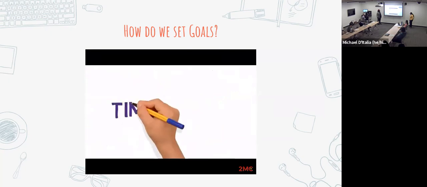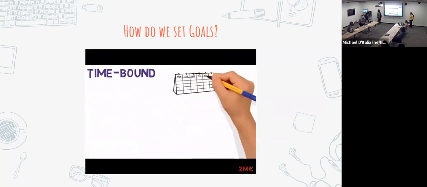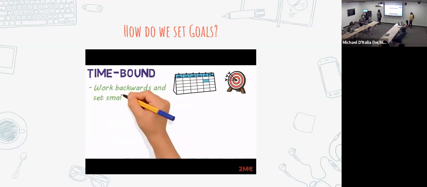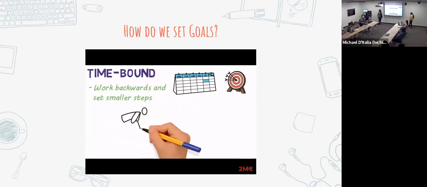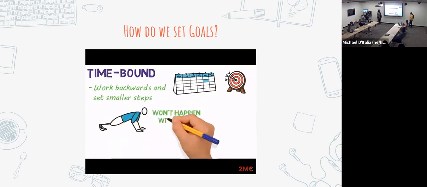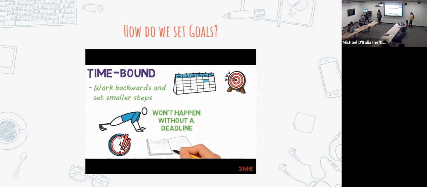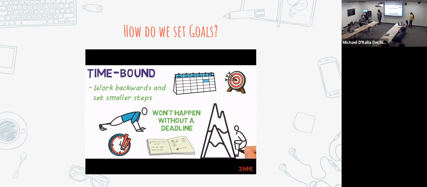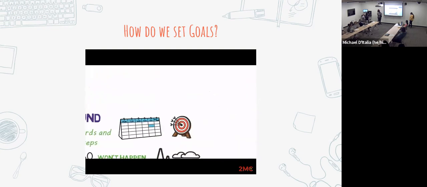The last step is to make goals time-bound. A time-bound deadline helps you work backwards and set smaller steps to get there. If you set a fitness goal to do 100 consecutive push-ups, but don't set a deadline to reach that goal, then it probably won't happen. The score on the exam is time-bound by default because there is a specific date for the exam, which allows us to break the goal into smaller steps.